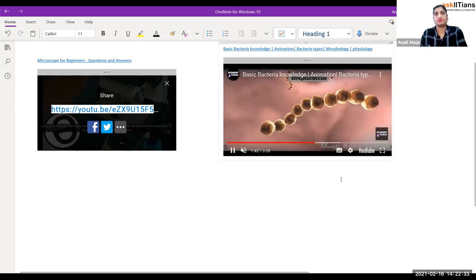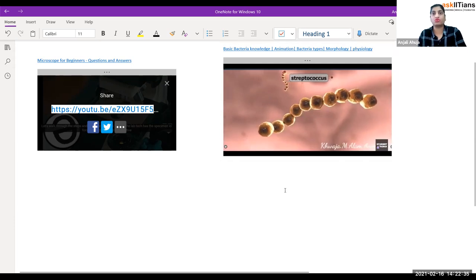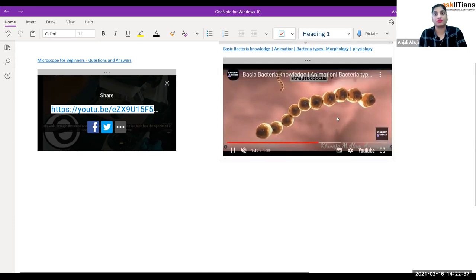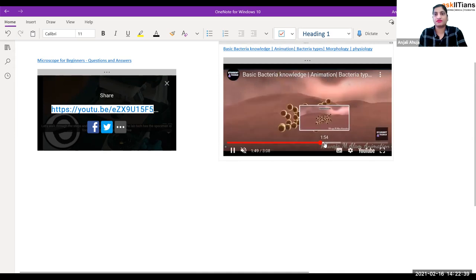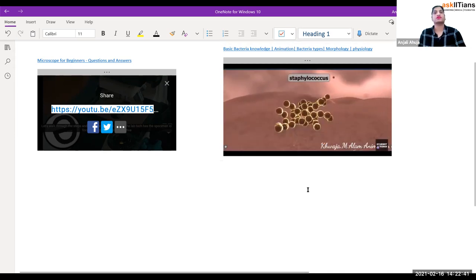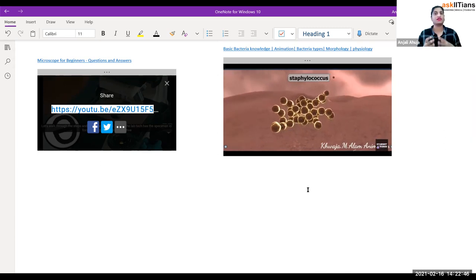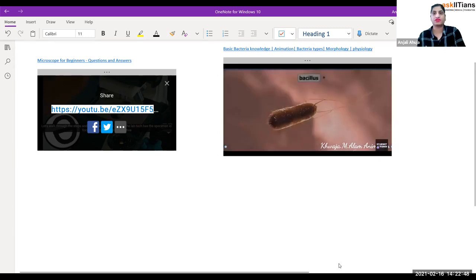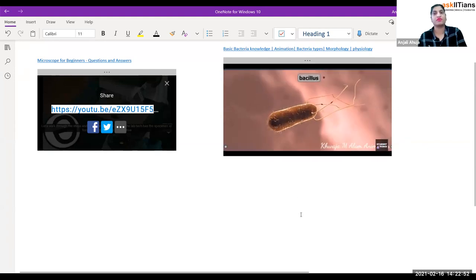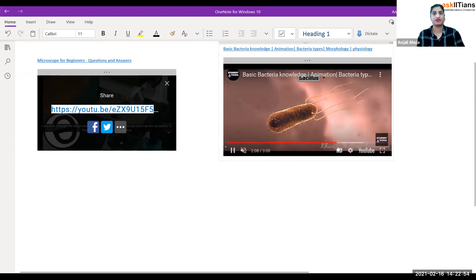Then this is Streptococcus. It appears like a chain: monococcus, diplococcus, and then chain is Streptococcus. And then there's a bunch also. It is Staphylococcus. So we name the bacteria by how they are present in the colony. It appears like a bunch of grapes, Staphylococcus. This is typical bacillus, the one that I was teaching you, but it has more flagella. The point is that it appears like a cylindrical one, bacillus.